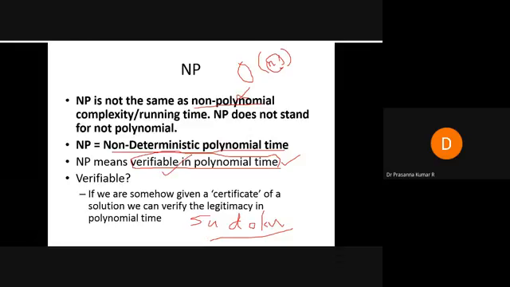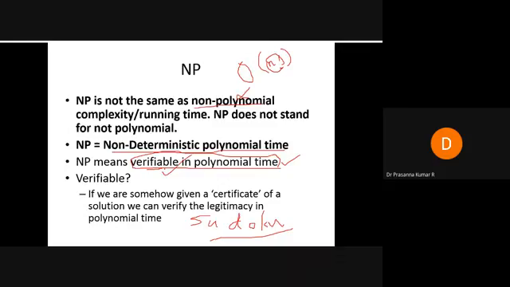Filling in all those missing numbers in a Sudoku matrix is really tough. It cannot be done in polynomial time, whereas once the answer is given, we can check it in polynomial time. That is the meaning of verifiable in polynomial time. It is much less complex to check whether there are any repetitions in the rows and columns than to fill in the values. Filling in the missing values takes more time than checking whether it is correct or not.